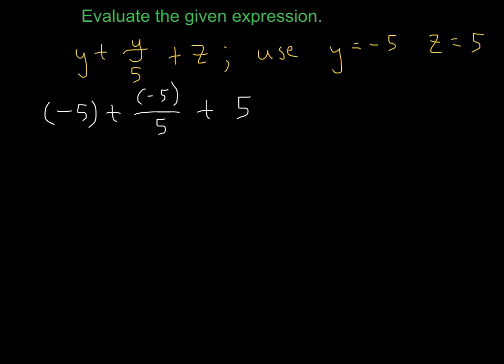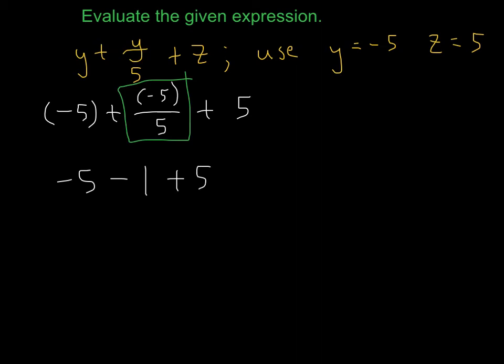And my first order of business is going to be right here. I'm going to deal with that division. So that's going to be negative 5, and then a negative divided by a positive is a negative. So this sign right here is now going to become negative. And 5 divided by 5 is 1, plus 5.